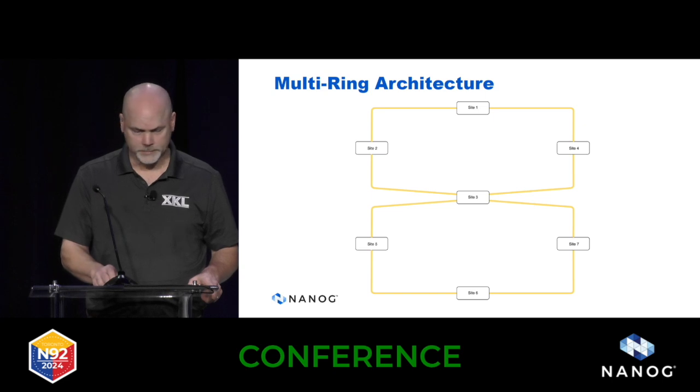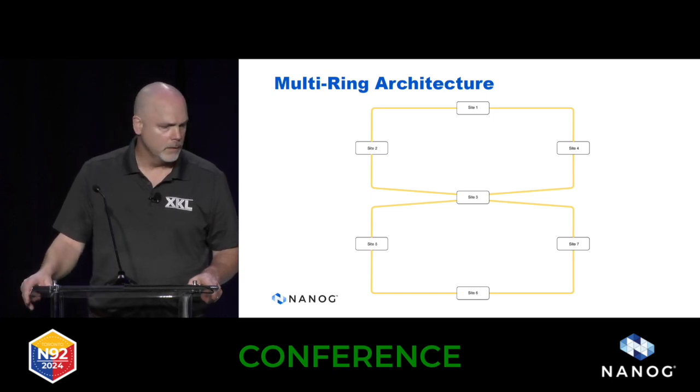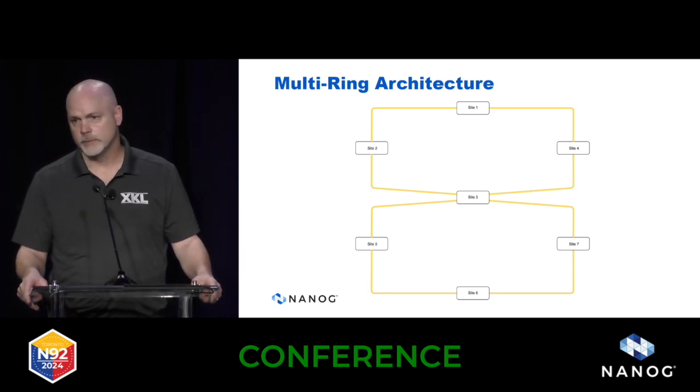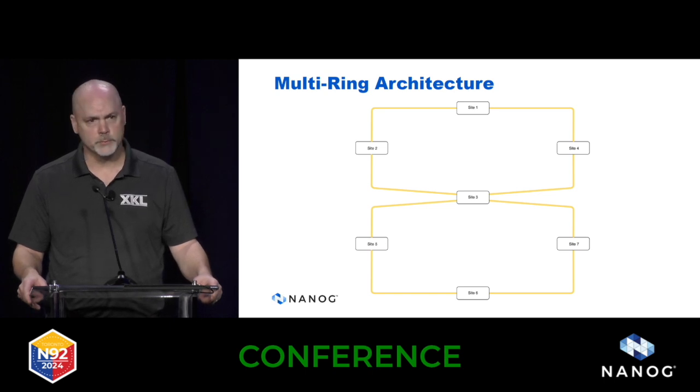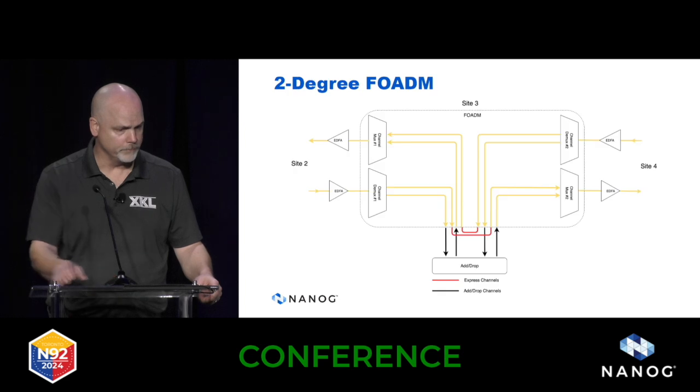And then of course a multi-ring or something more complicated. In this example here, site 3, that's your pain point. That's the place where you really need a ROADM to allow you to move data from one ring to the other and avoid single points of failure anywhere on either ring. So site 3 would be a good candidate for a ROADM.